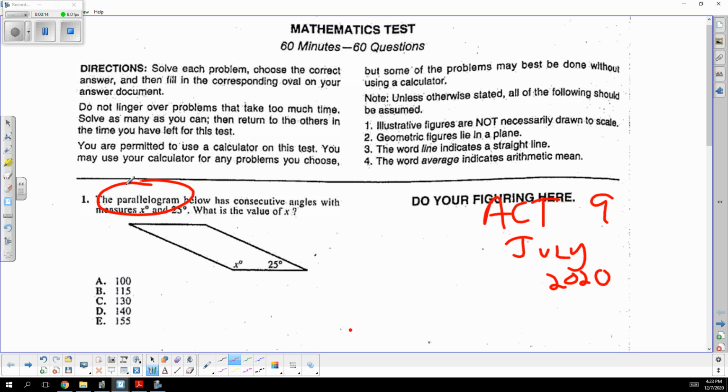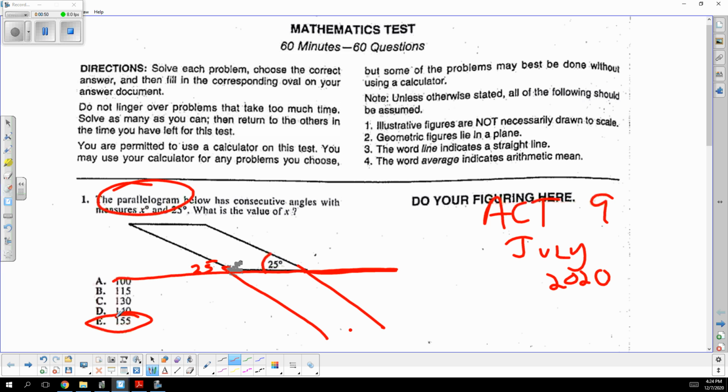If it's a parallelogram, then all the lines are parallel. What that means is that the angles have to be supplementary. Here's why. If the lines are parallel, then this 25 right here corresponds to the 25 right there. So the answer has to be supplementary to 25. So it would have to be 155, answer E.